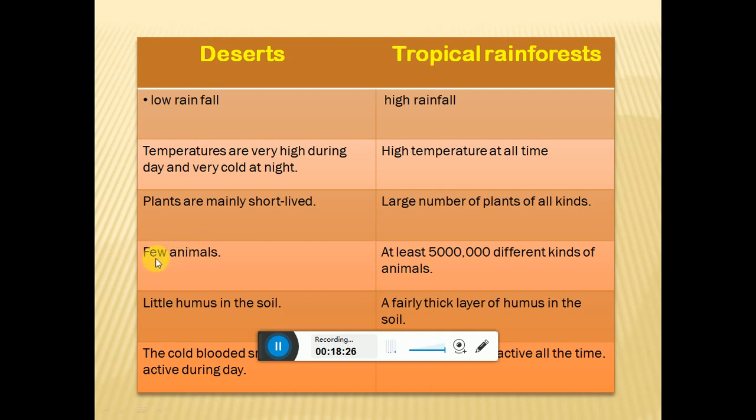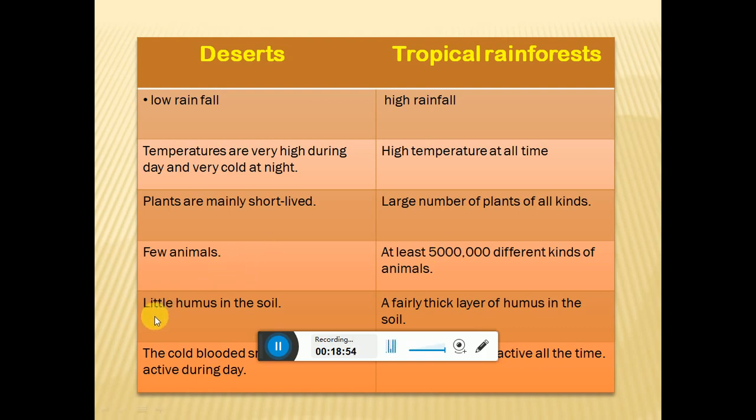Now in the case of deserts, there are few animals because there is low rainfall and severe temperature conditions. That is why there are few animals. But in the tropical rainforest, at least 5 million different kinds of animals are there, because they find suitable survival conditions.